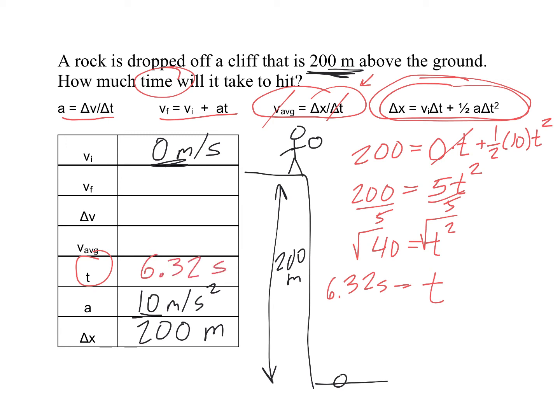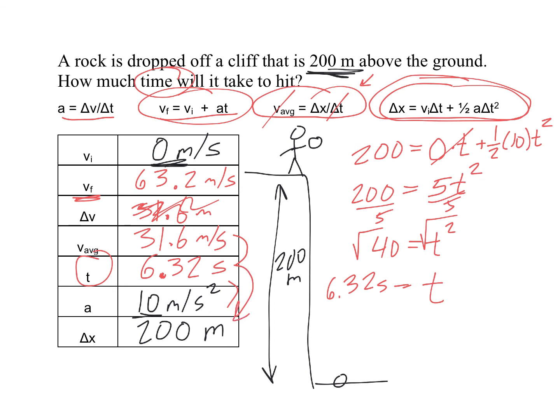Now, if you want to prove to yourself that this makes sense, we can find VF if we like. If something falls for 6.32 seconds accelerating at this rate, we can use this equation to find VF, but you might have figured out by now it's just going to be 63.2. That's going to be the speed that it hits the ground at. The average of 0 and 63.2 is just going to be 31.6. If you go an average of 31.6 meters per second for 6.32 seconds, that's going to give you 200 meters. So you can check and confirm that if you want.